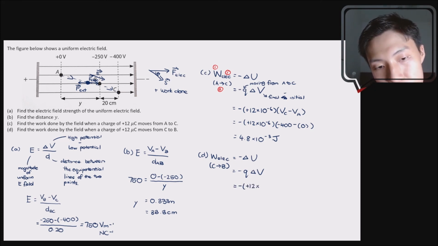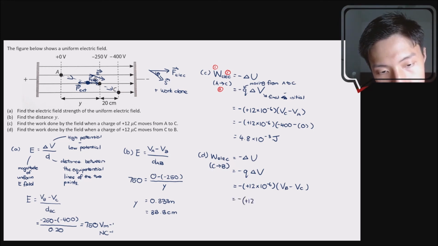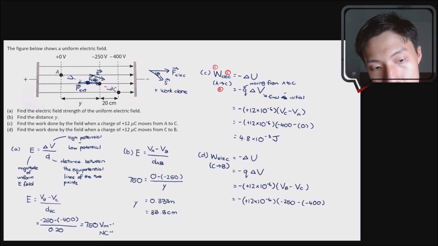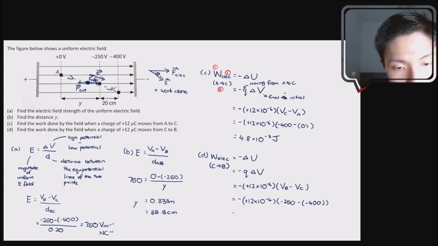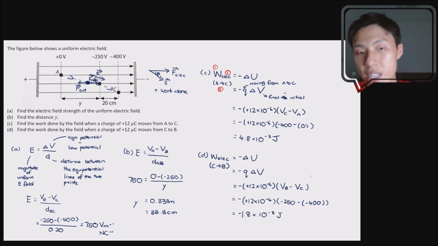So this is a positive charge here, so positive 12 microcoulomb. Then the journey is final minus initial, so you take B minus C. Always refer back to this final minus initial. So we continue. This is negative 12 times 10 to the power negative 6, times VB, which is negative 250, minus VC, which is negative 400. If you perform the calculation, you get your answer to be negative 1.8 times 10 to the power of negative 3 joule. So this time, the work done by electric field is a negative answer.